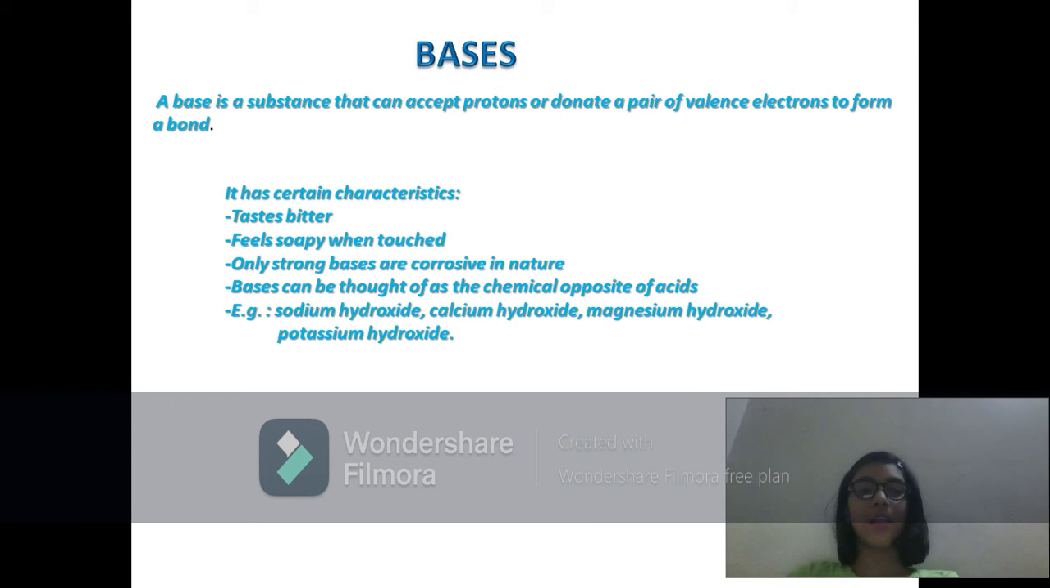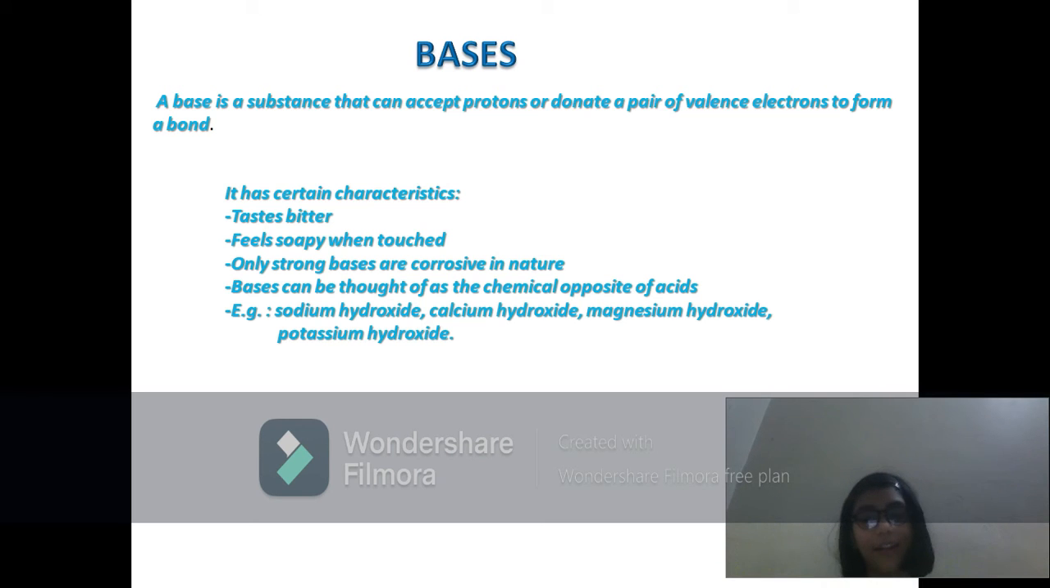What is a base? A base is a substance that can accept protons or donate a pair of valence electrons to form a bond. Here also valence electrons means the electrons that are on the outermost shell of the atom, and which are capable of forming a bond or going to another atom. So it is a substance that can accept protons. It is obviously the chemical opposite of acids.